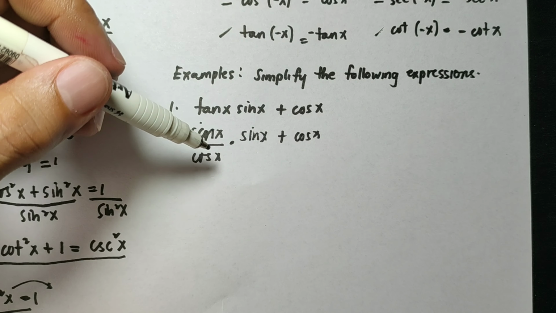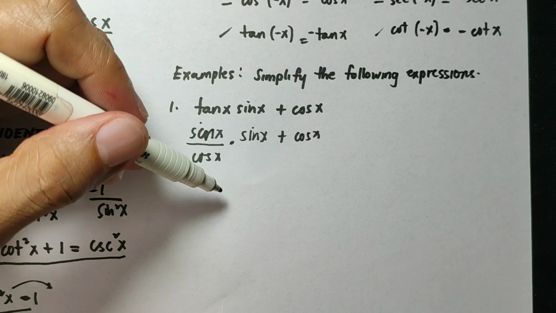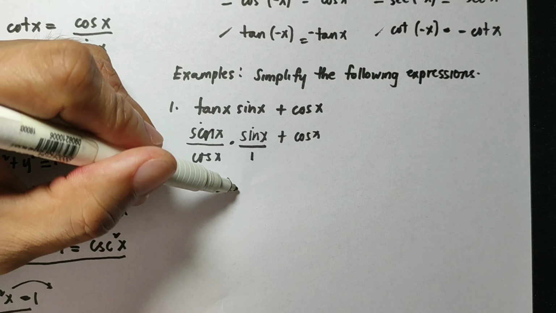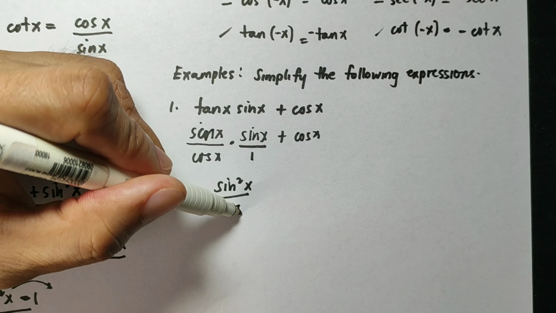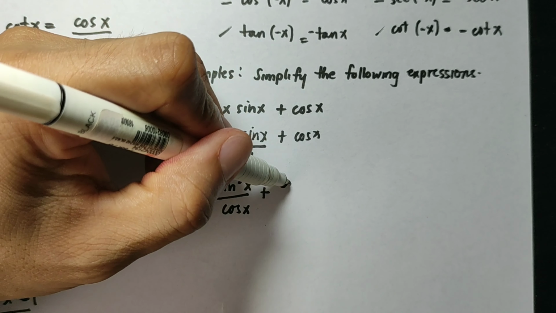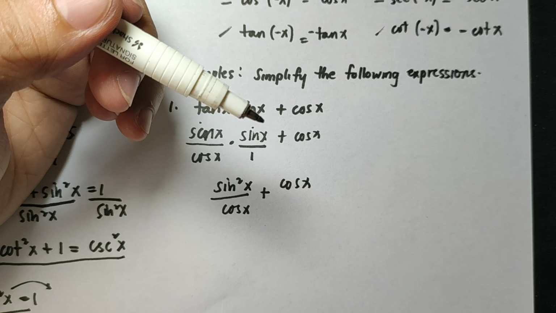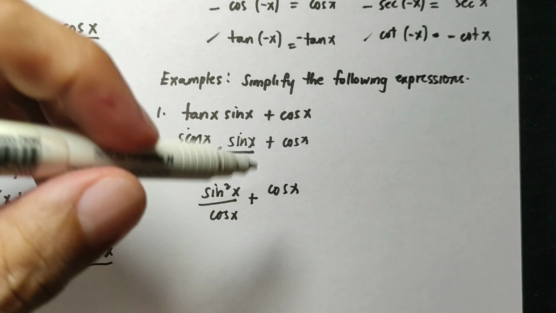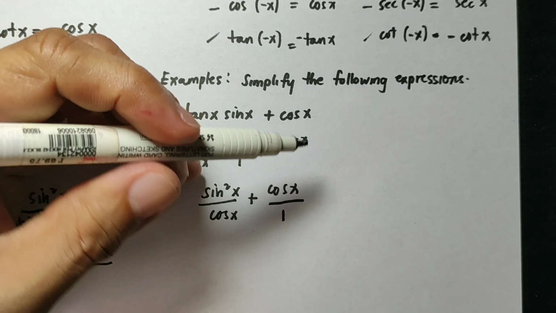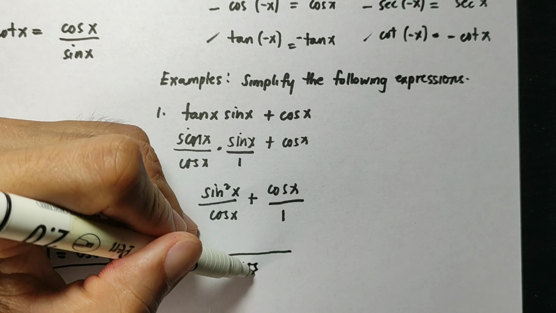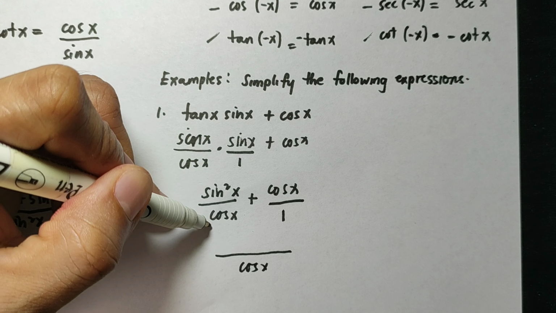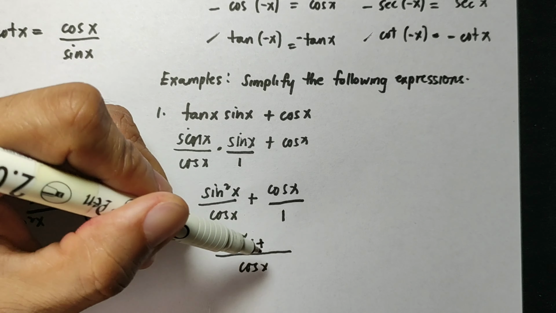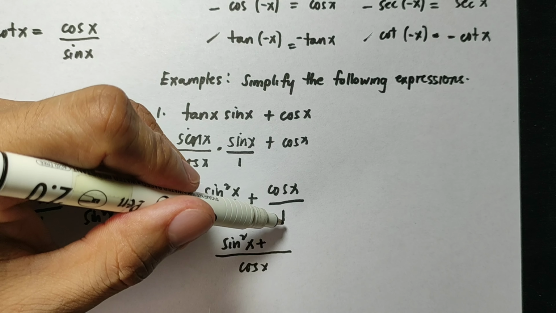Simplifying this, multiplying sine x times sine x will be sine squared x over cosine x, plus cosine x. We are going to write this as a single fraction by finding the common denominator, with cosine x over 1. The LCD is cosine x. Dividing this by cosine x is 1, and 1 times sine squared x is sine squared x, plus cosine x divided by 1 is cosine x.